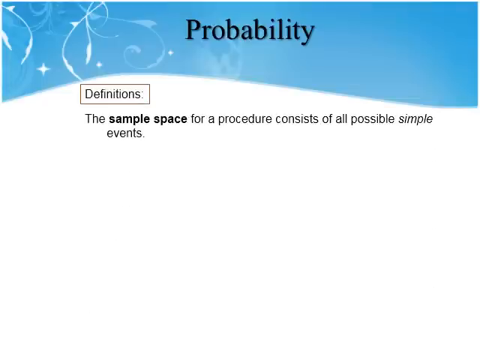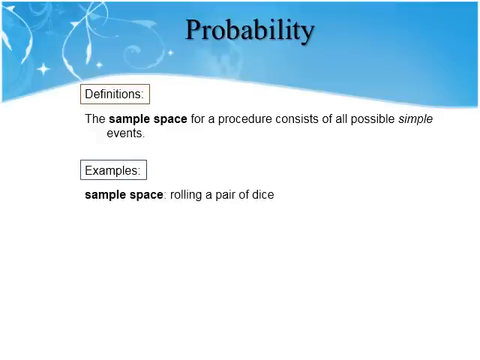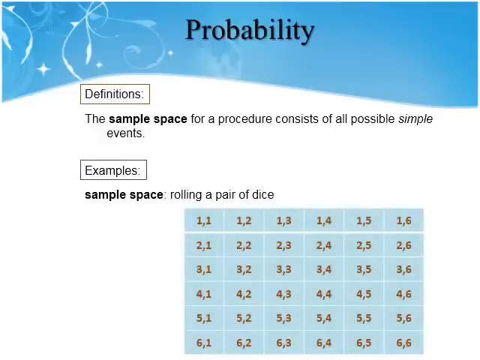The sample space for a procedure consists of all possible simple events. So for example, consider rolling a pair of dice. Now the sample space would include getting a 1 on the first die and a 1 on the second die, but it would also include getting a 5 on the first die and say a 6 on the second die. So it includes all these different possible combinations. If we list them out in a table, we have something that looks like this, where the first number represents the first die and the second number represents the second die. Notice there are 36 different possible simple events in this sample space.